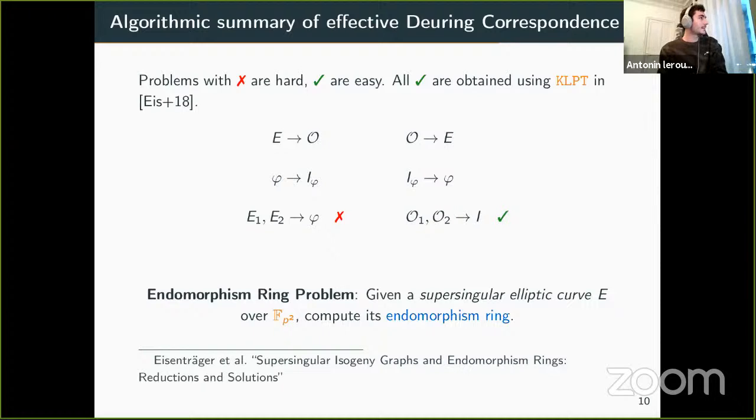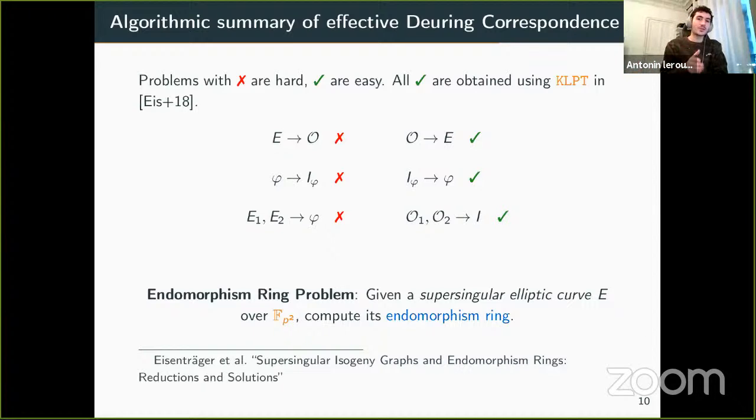And in fact, in this paper of Kirsten Eisenträger and her co-authors, which was published in Asiacrypt 2018, they were actually able to prove a few results on these problems. So in fact, they showed that all the problems on the right, which are all the problems that involve elements of the quaternion algebra as inputs, are actually easy. And you can use this KLPT algorithm to solve all these problems.